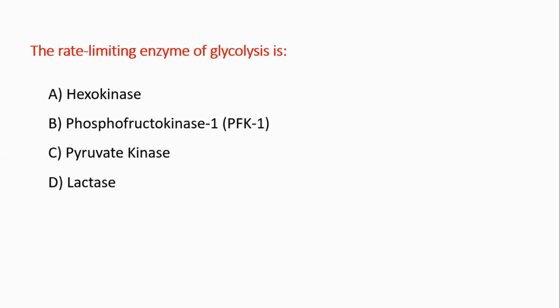The rate limiting enzyme of glycolysis is: hexokinase, phosphofructokinase 1 or PFK1, pyruvate kinase, or lactase? High yield alert. Students often confuse hexokinase and PFK1. But if the exam asks for the rate limiting enzyme of glycolysis, there is only one correct answer. Yes, you are guessing it right.